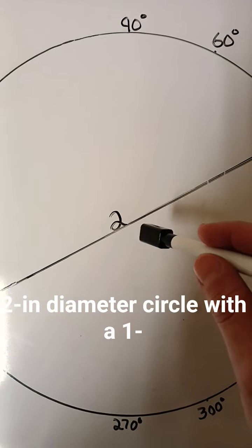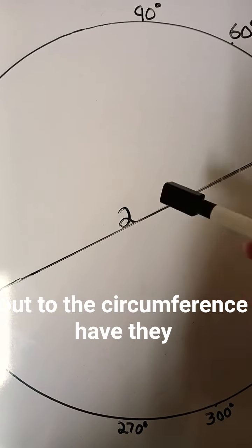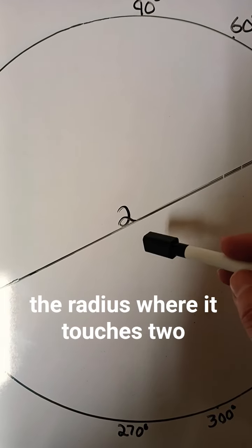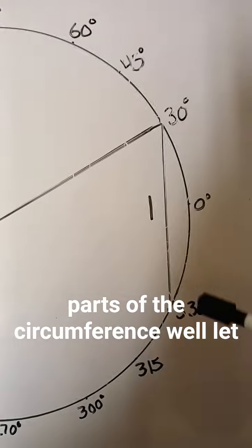Answer me this. This is a 2-inch diameter circle with a 1-inch radius. It goes from the center out to the circumference. Have they ever showed you the chord for the radius where it touches two parts of the circumference? Well, let me show you.